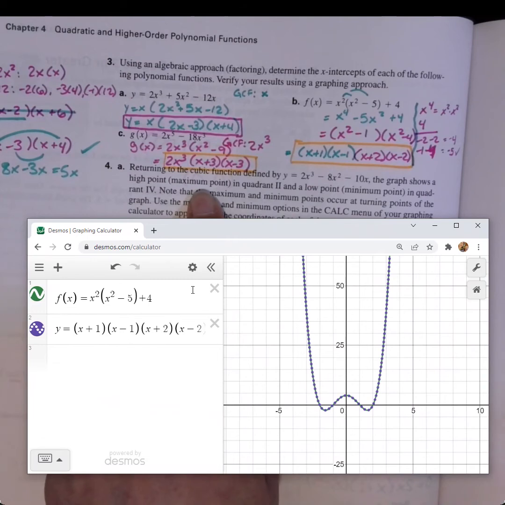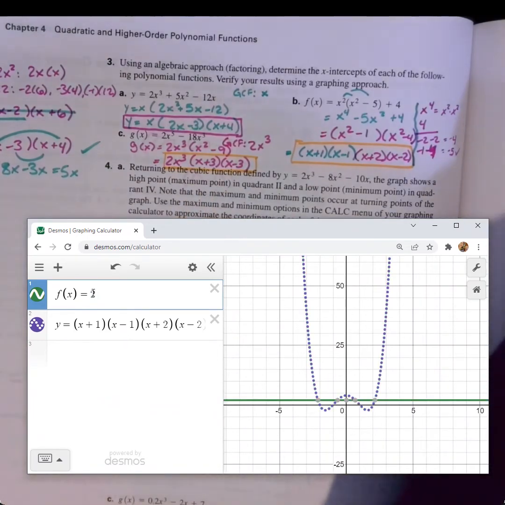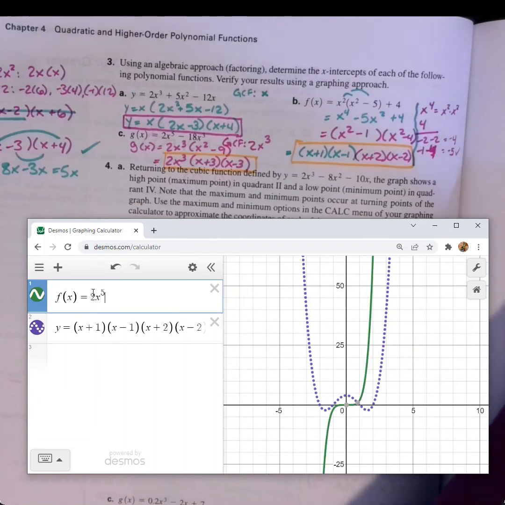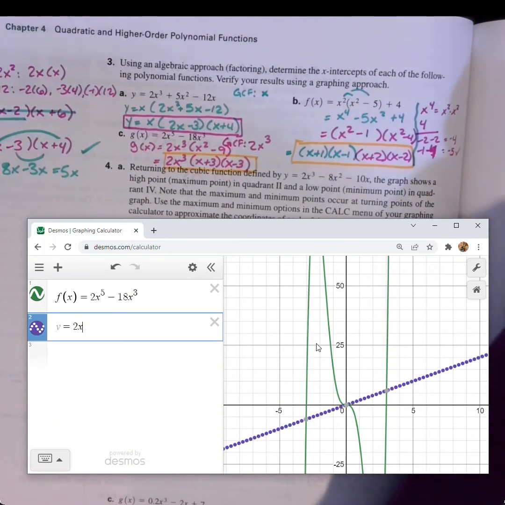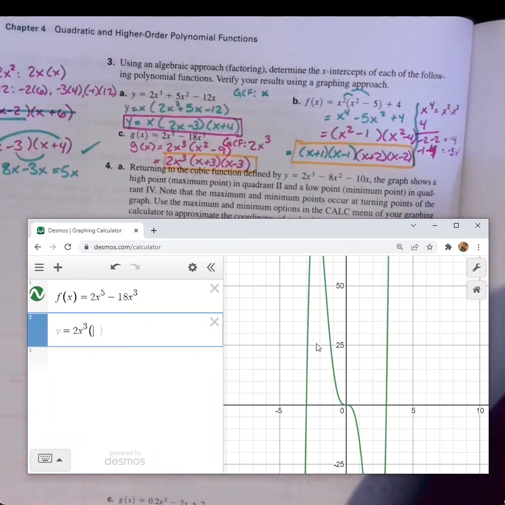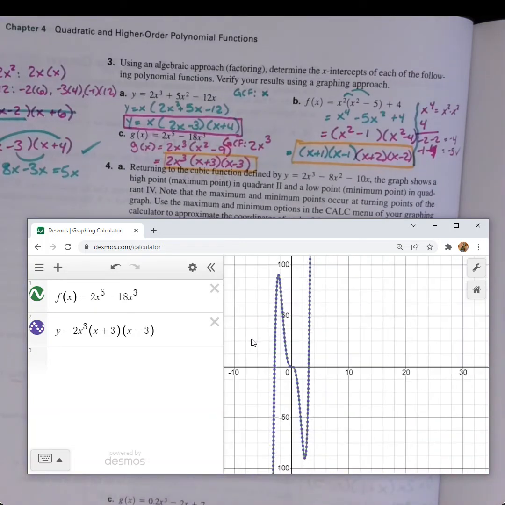Okay, so double checking that we have the correct answer. The original here was 2x to the 5th minus 18x to the 3rd, and then our answer is 2x to the 3rd times x plus 3 times x minus 3, and it matches. Cool shape on that function. It matches so that I can see that my factored version is equivalent to the original function.